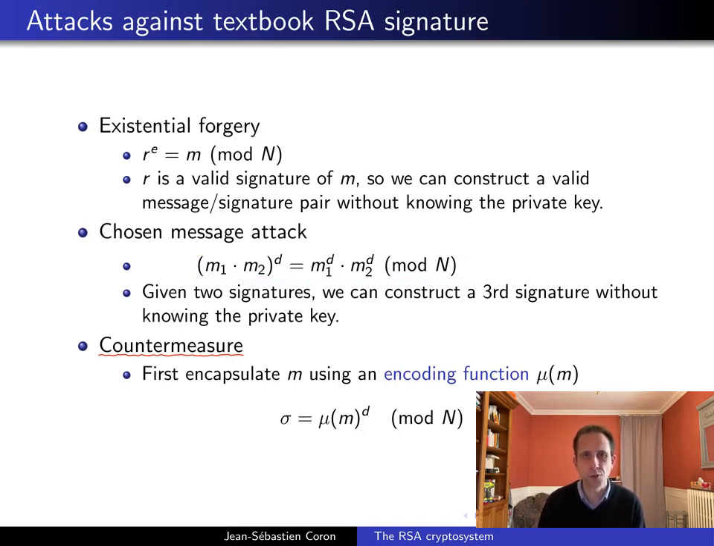And the usual countermeasure against these attacks is to not sign m directly. First, we encode the message m using an encoding function mu of m. And we only raise mu of m to the power of d modulo n instead of m directly. And this gives us the signature. So of course, the main question is how do we choose this encoding function mu of m?